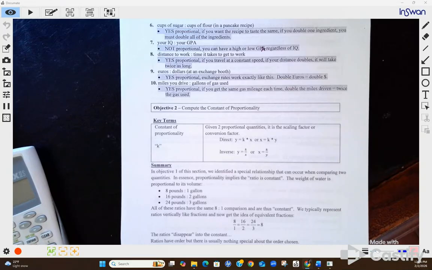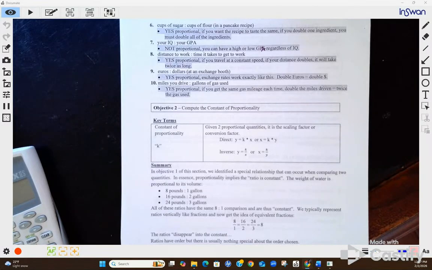Distance to work versus time it takes to get to work. So theoretically, these are proportional. There are a lot of things that go into the distance that you travel to get to work. You might change locations and it might be way more stops and starts or way less stops and starts. But on a theoretical level, if you travel at a constant speed and the distance that you go doubles, then it should take you twice as long.